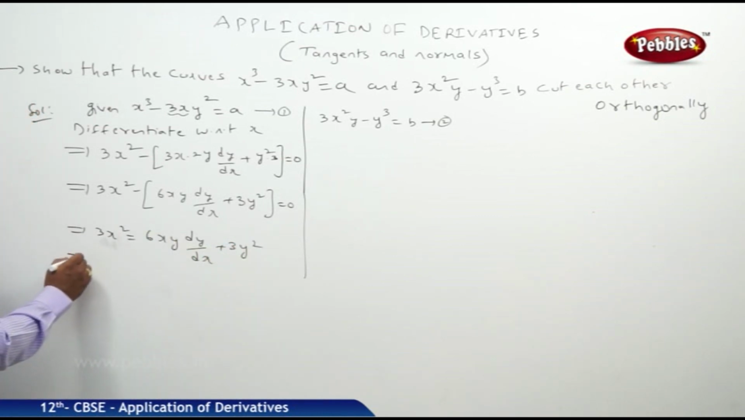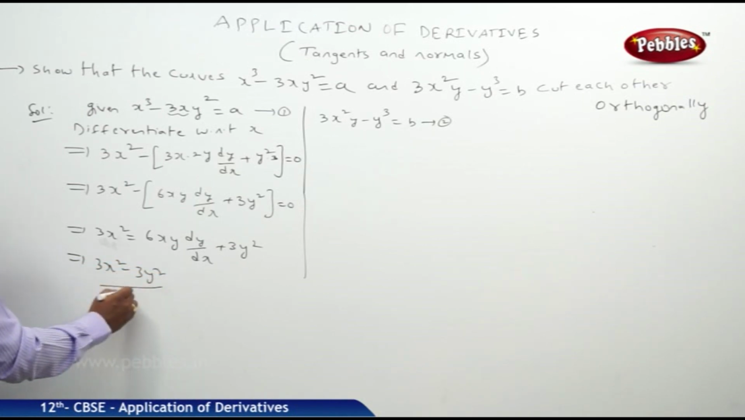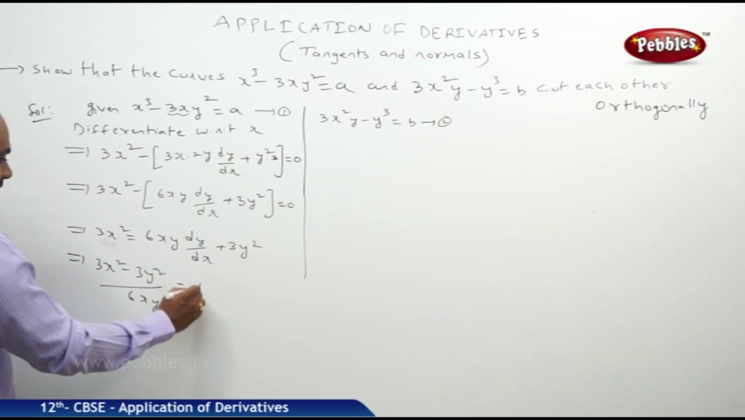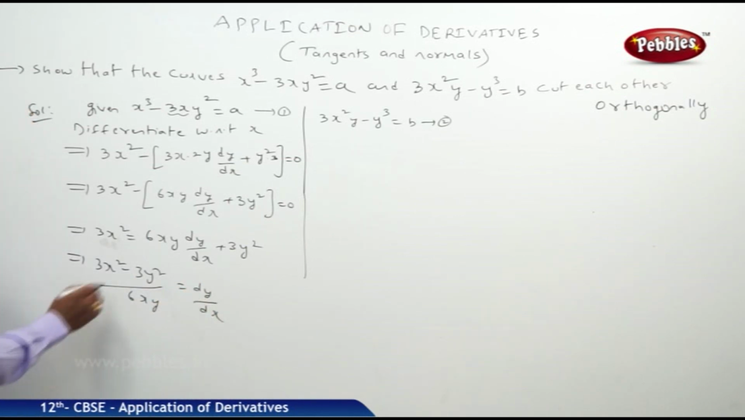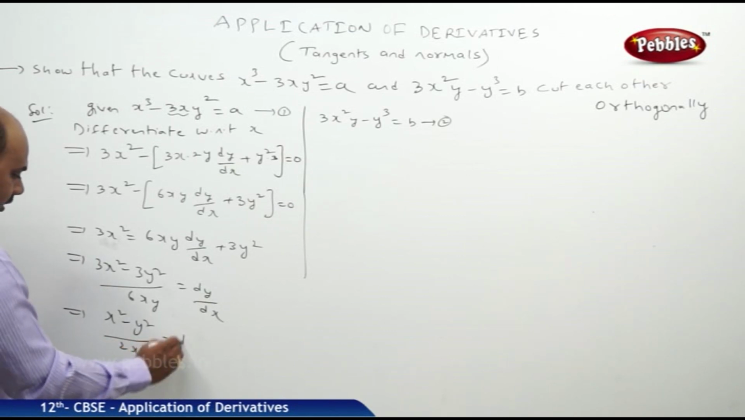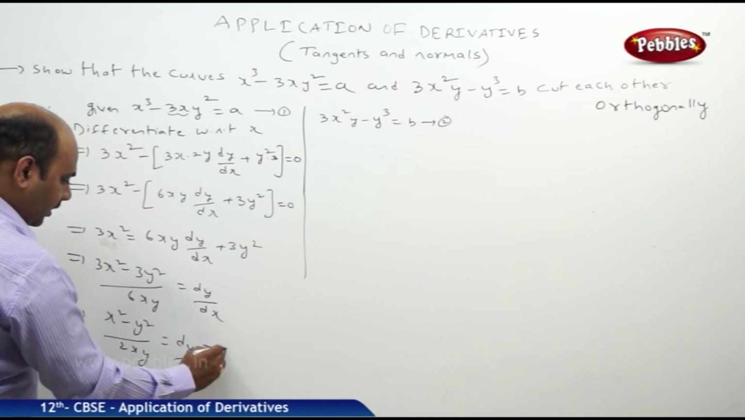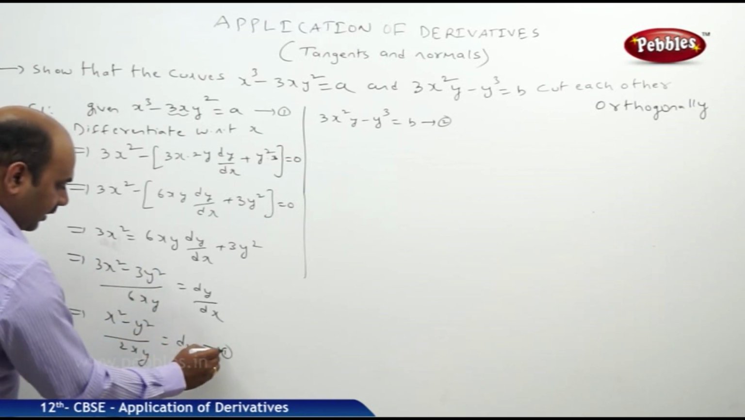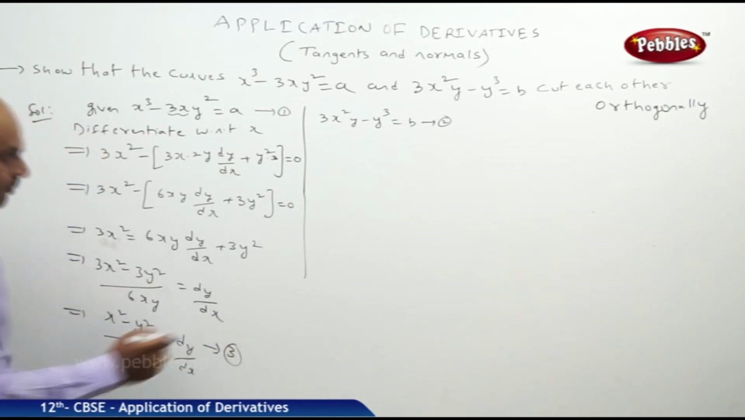Now 3y square coming to this side, we get 3x square minus 3y square divided by 6xy equals dy by dx. I can take 3 common in the numerator. So finally dy by dx is x square minus y square divided by 2xy. I will call this number 3.